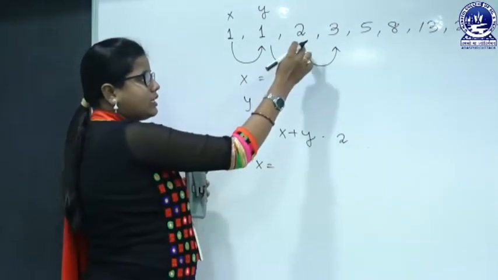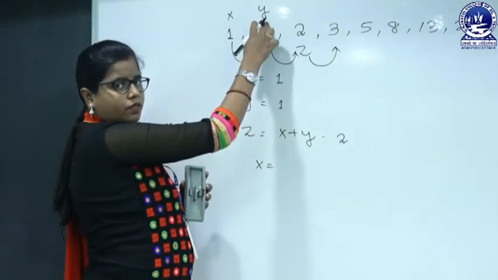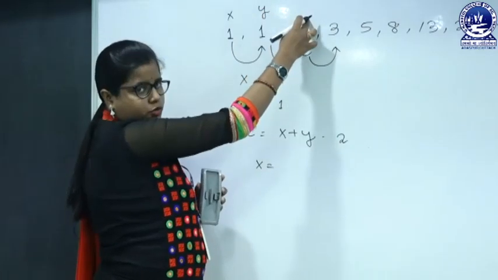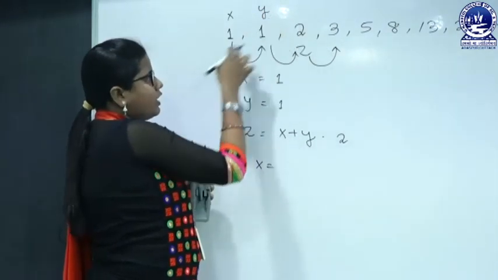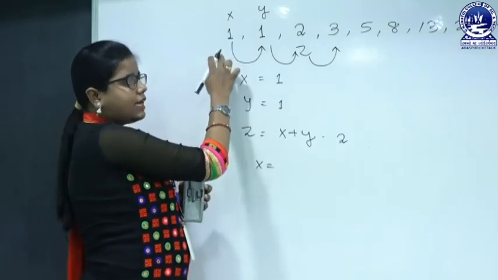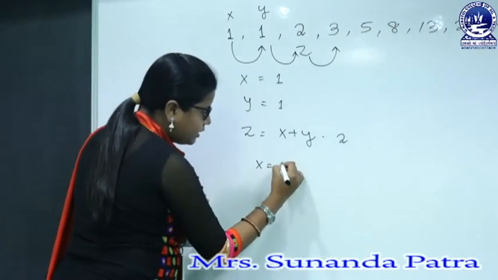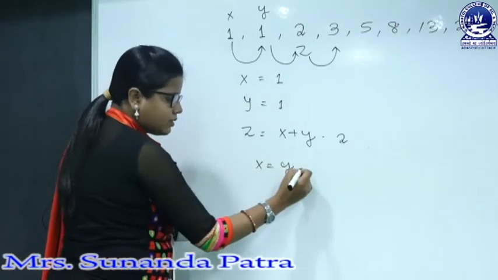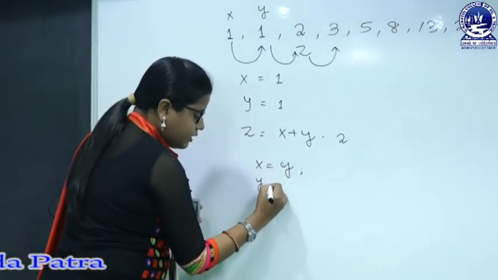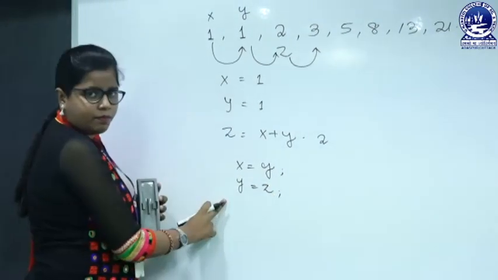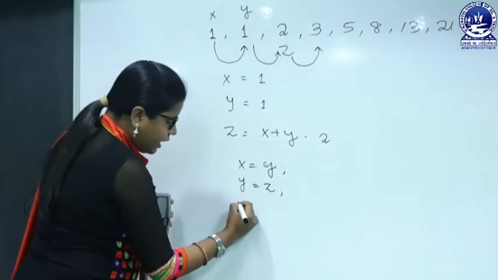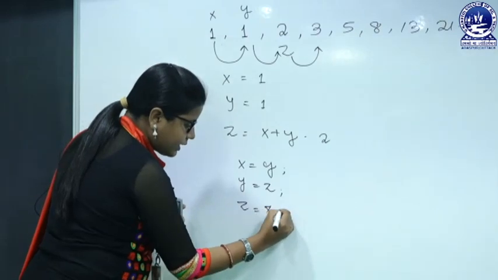We are putting the z value into y so that y can move to here, and the y value into x so that x can move to here. So what are we doing? We are putting the y value into x, then the z value into y. Next we will again find z equals x plus y.